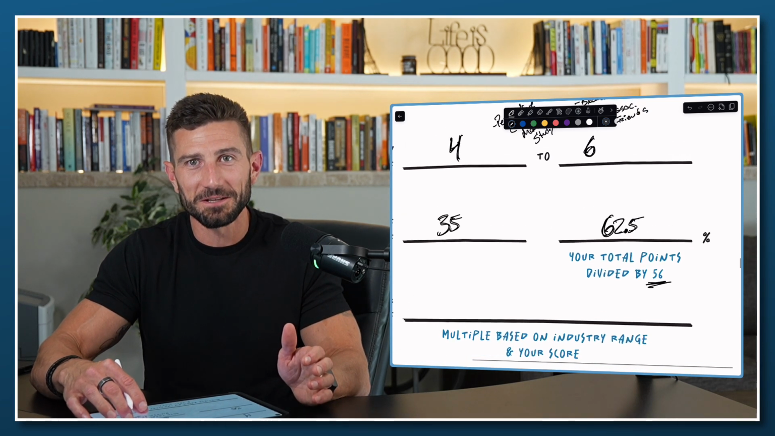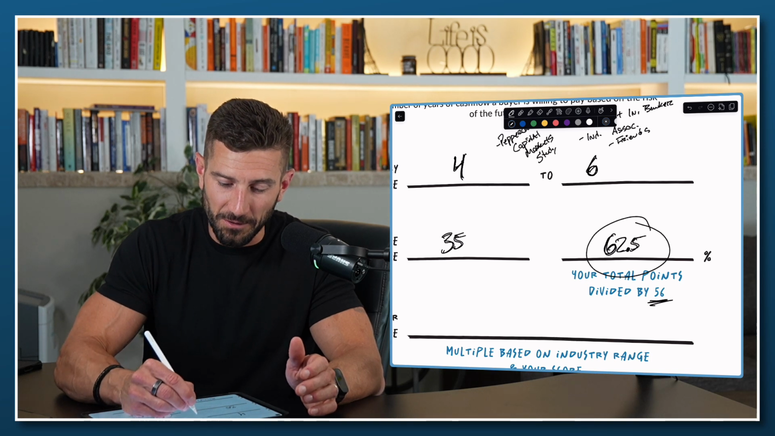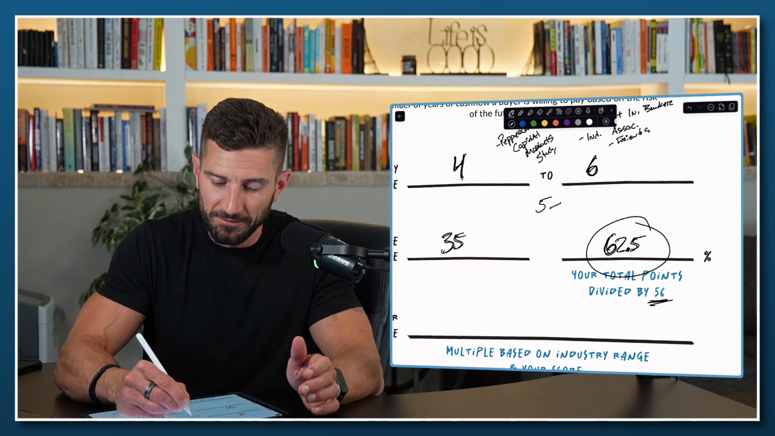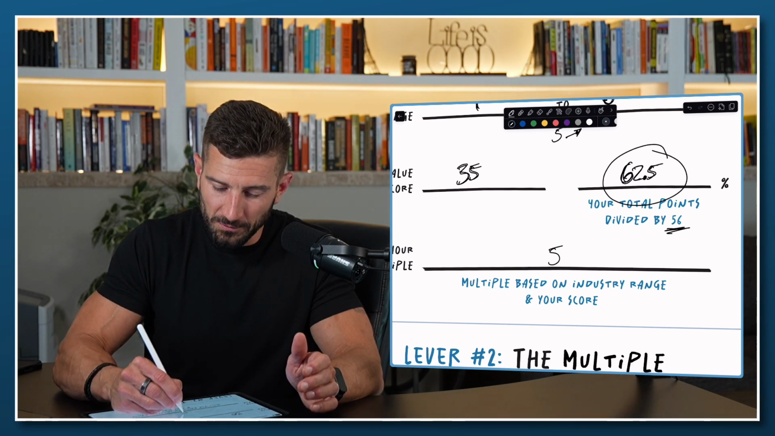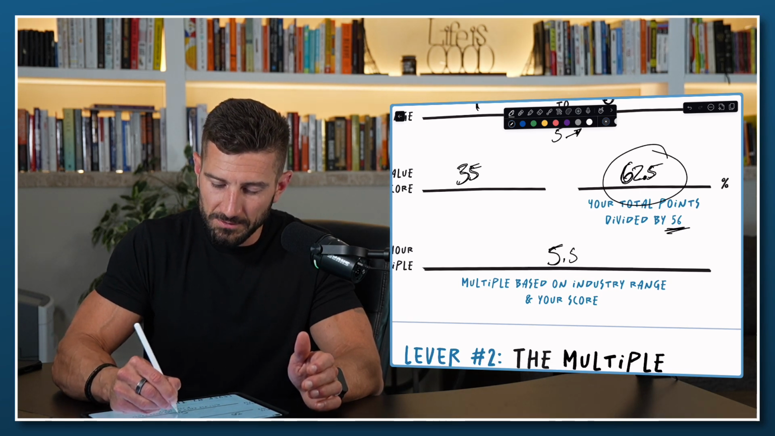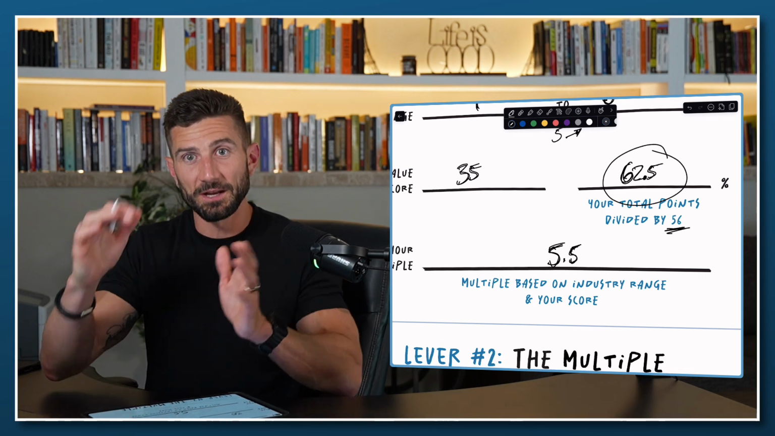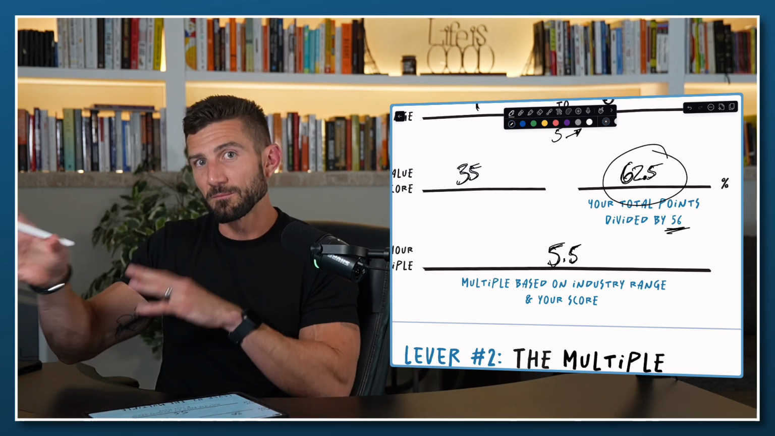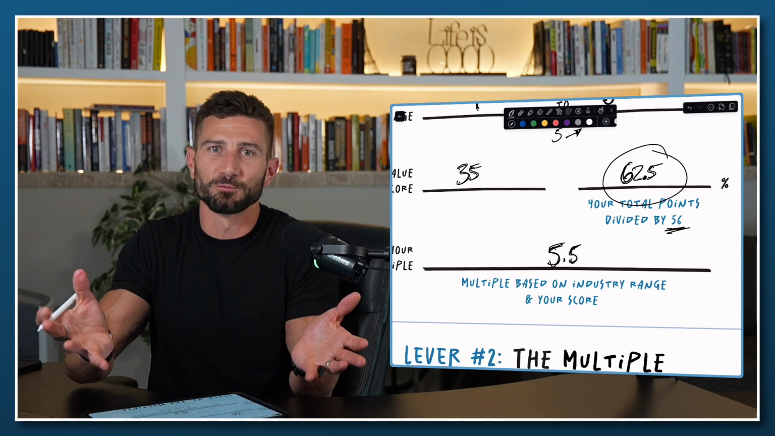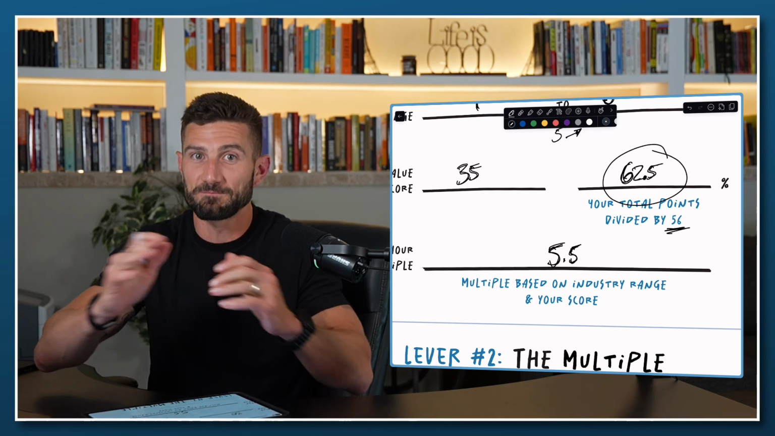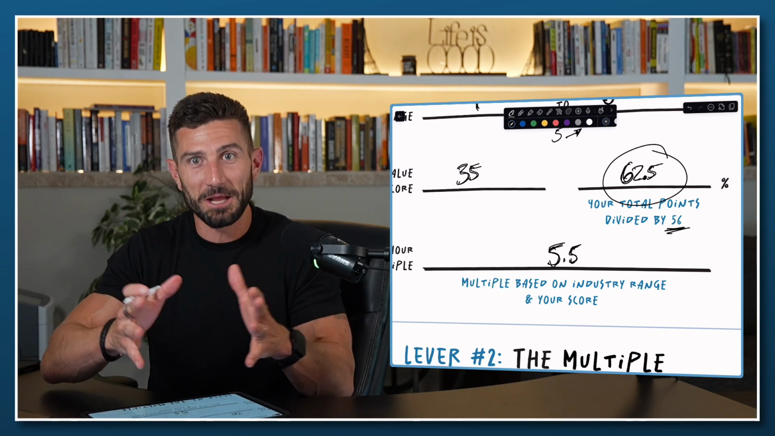Here's how I like to think about it. 62.5 is slightly above the middle, it's north of 5. So let's say we're a 5.5. We're going to take 62% between that range. We're not worst in class, we're not best in class. We've got some work to do, but you're just getting a rule of thumb, so you don't have to go through a $40,000 valuation or whatever. You're just getting a baseline.